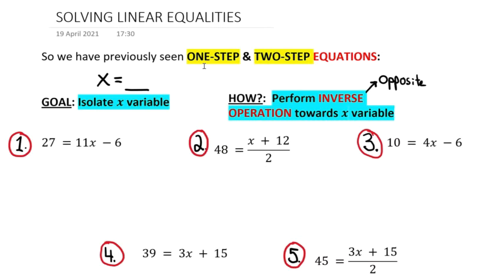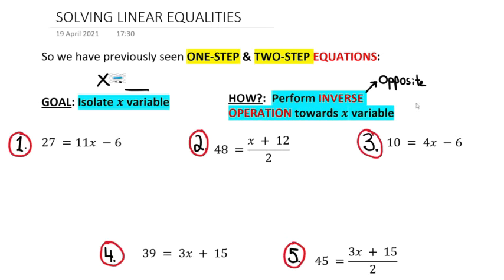I just want to go over multi-step equations, but let's quickly review, because it's still important, one-step and two-step equations. What's the goal? To isolate the x variable. How do we do that? By performing the inverse towards the x variable. The inverse is the opposite.